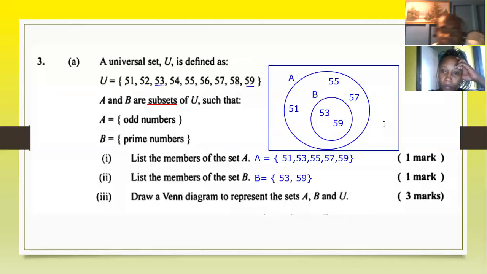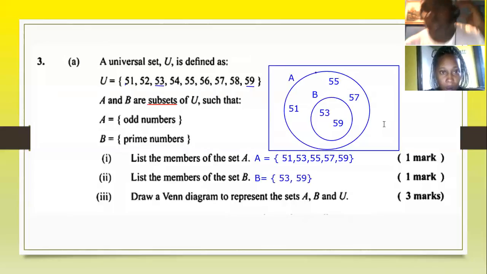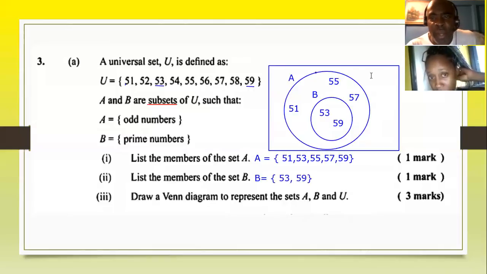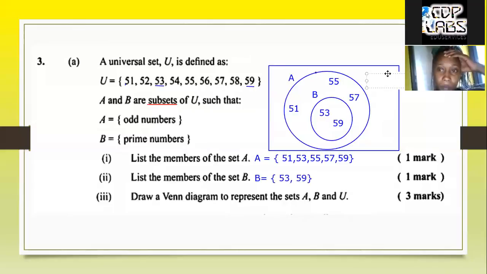All right. So what's next? Have you finished yet? 52, 54, 56, and 58 must go outside, in the universal set but outside A. Very good. 52, 54, 56, and 58.